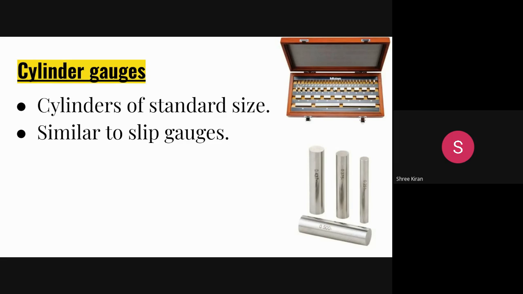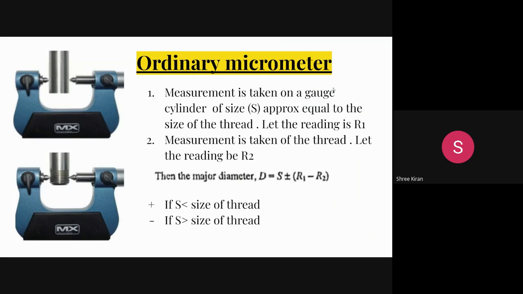Then cylinder gauges are cylinders of standard size, similar to slip gauges. Now we have an ordinary micrometer for measuring. The measurement is taken on the gauge cylinder of size S, approximately equal to the size of the thread. Let the reading be R1. Then the measurement is taken on the thread. Let the reading be R2.